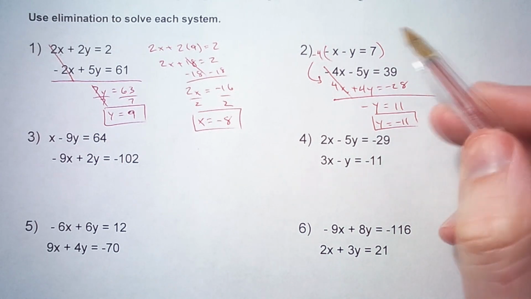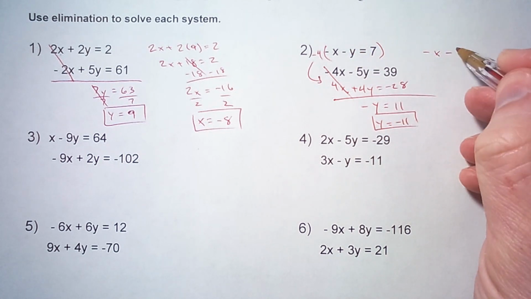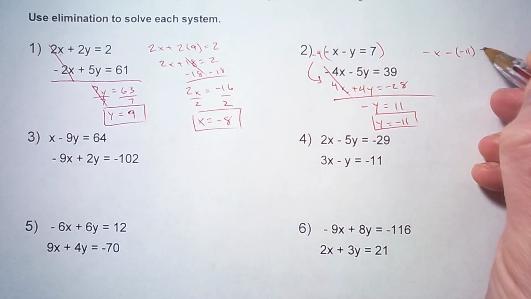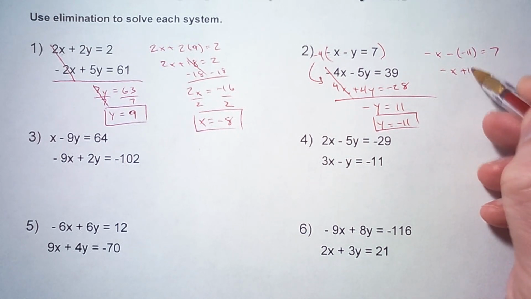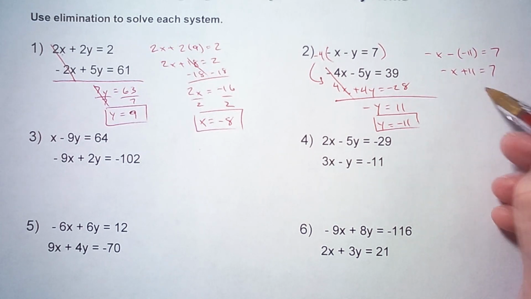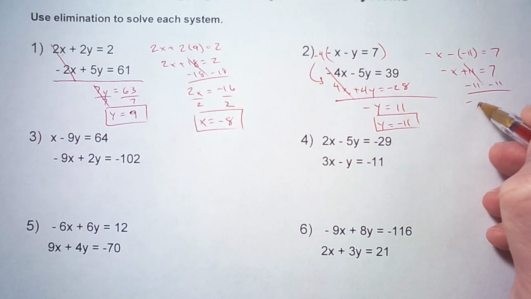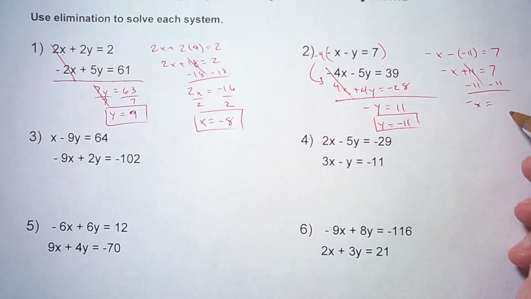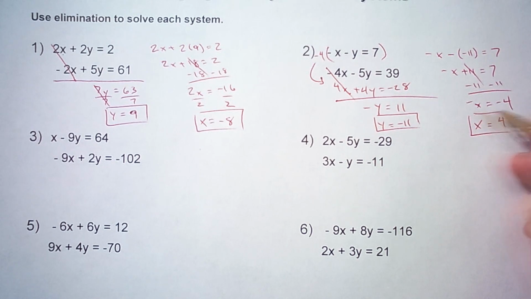Now I'll plug that into the top equation up here. So I have negative x minus negative 11 equals 7. So that's negative x plus 11, minus negative is plus, equals 7. And I'll subtract 11. So I get negative x equals, and 7 minus 11 is negative 4. So if negative x equals negative 4, then positive x equals positive 4.